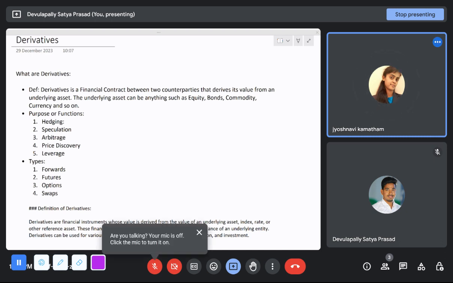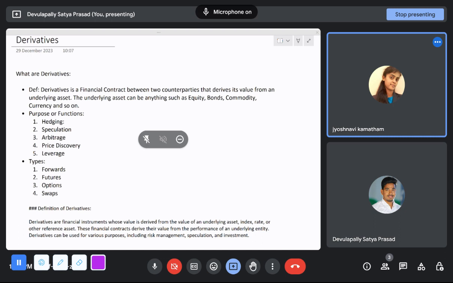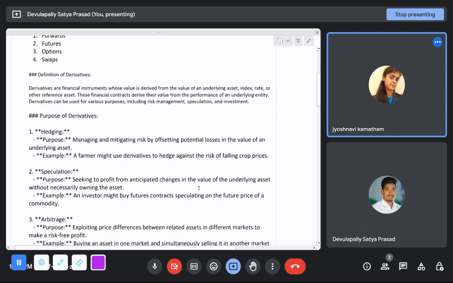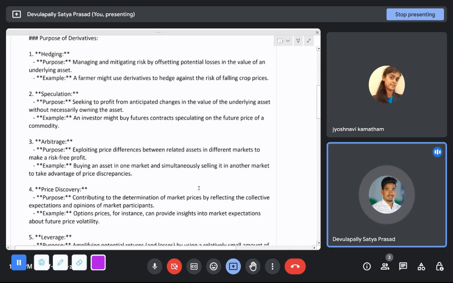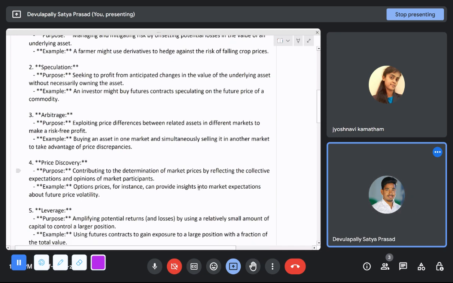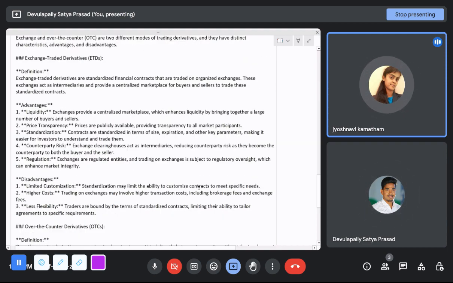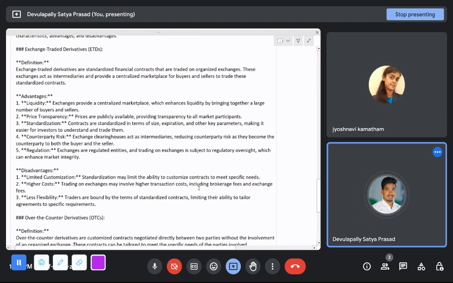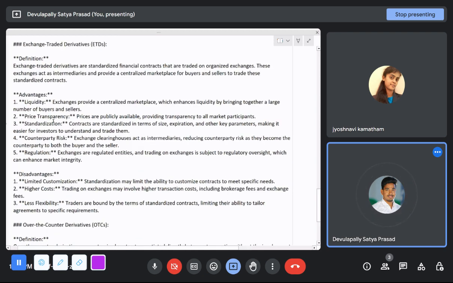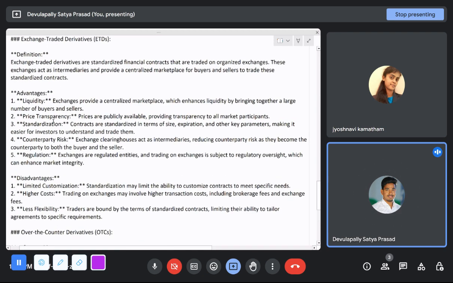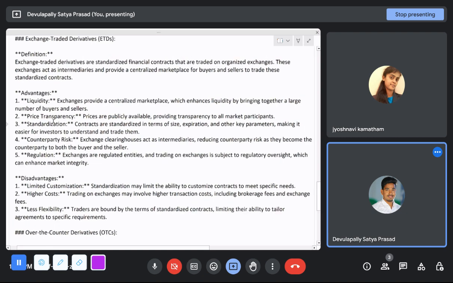Satya, yeah, Joe. Where do you want it to move? Yeah, here it is. Is it visible now?